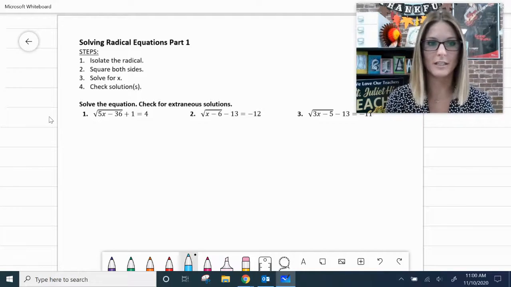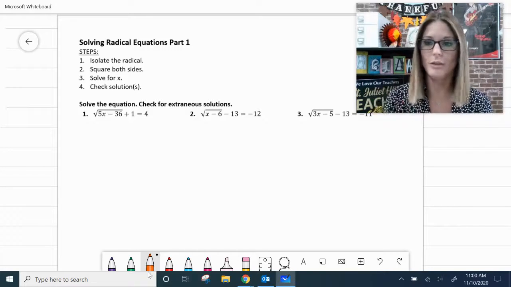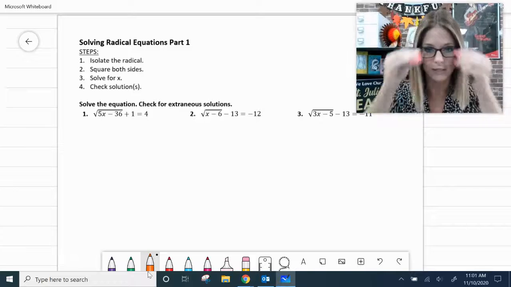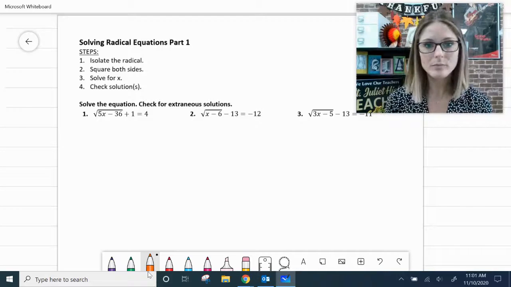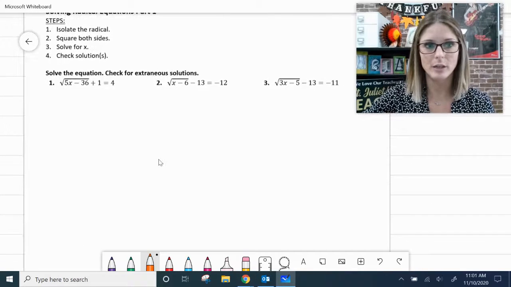We need to check our solutions because look at the directions. The directions say solve the equation and check for extraneous solutions. These are the same extraneous solutions we've had in the prior week's lessons. These are answers I got solving. I got them correctly, but when I take them and plug them back into the original problem, they don't work. And that just has to do with squaring values and things like that. So we will definitely be checking all of our answers when we finish our problems just to make sure that they do, in fact, work.